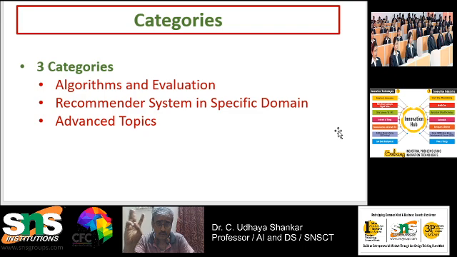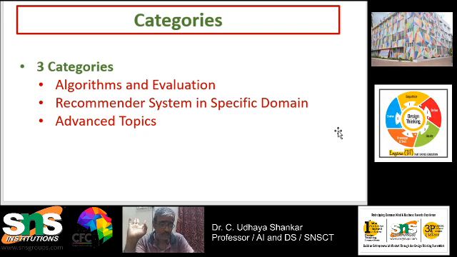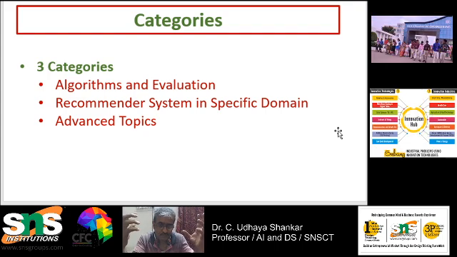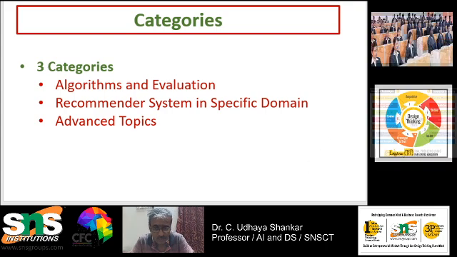If you don't know these 3 pillars, you cannot develop a new algorithm in recommender systems. So first you have to understand these 3 pillars, and only based on these 3 pillars have the other algorithms been developed. Those are called the advanced topics, also called hybrid recommender systems. Why is it called hybrid? Hybrid is nothing but mixing 2 different concepts or different things. That's why it's called hybrid recommender systems.